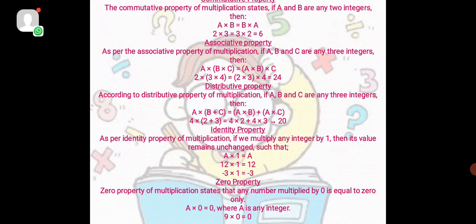Now come to the last property, that is zero property. Zero property of multiplication states that if any number is multiplied by 0, then the result will also become 0. If and only if we multiply any number with 0, then the result will become 0. A into 0 is 0, where A is any integer or any digit. Suppose example 9 into 0 equal to 0.